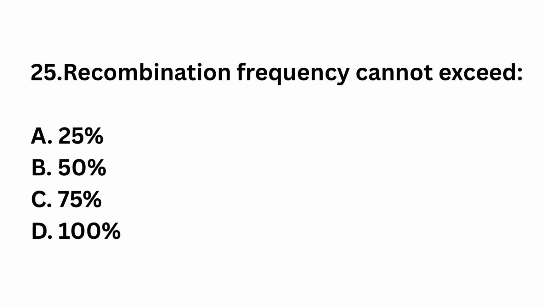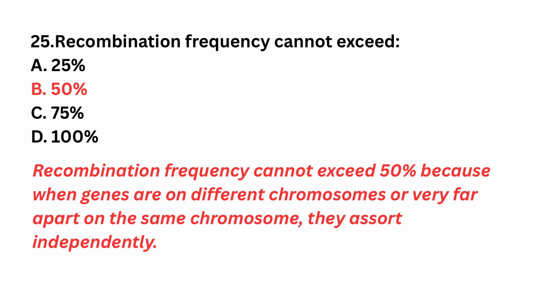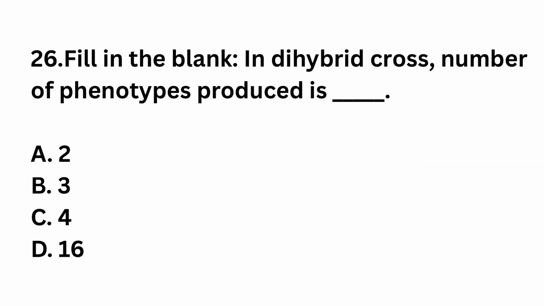Question number 25. Recombination frequency cannot exceed: 25%, 50%, 75%, 100%. The right answer is option B, 50%. Recombination frequency cannot exceed 50% because when genes are on different chromosomes or very far apart on the same chromosome, they assort independently.